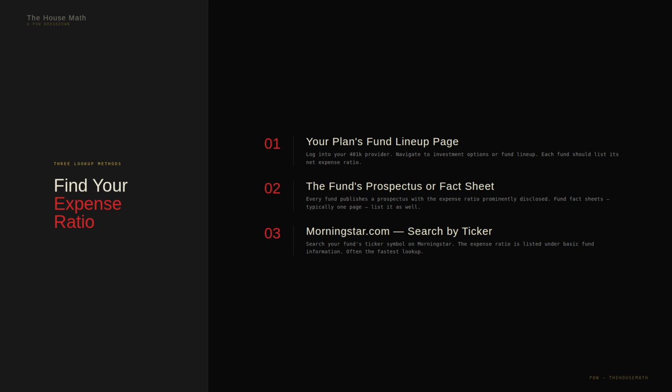Every fund is required to publish a prospectus. The expense ratio is required to be disclosed prominently. Fund fact sheets, typically a one-page summary, also list the expense ratio.